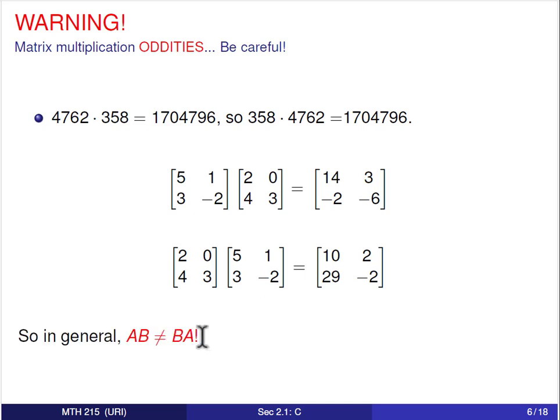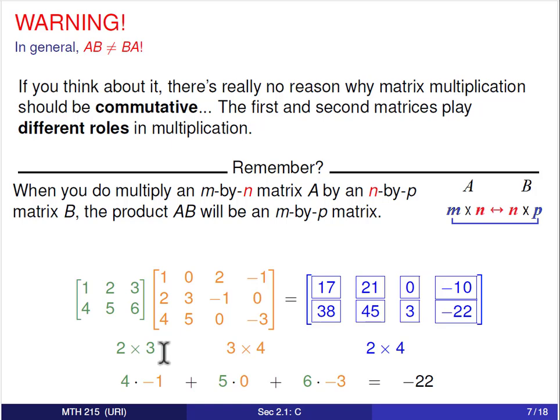So in general, multiplying two matrices AB and BA will not usually give you the same result. Okay? And if you think about it, there's really no reason why matrix multiplication should be commutative, right? Commutative is what we call this property when multiplying in a different order gives you the same result. So matrix multiplication is not commutative, and that's because the first and second matrices play different roles in the multiplication.